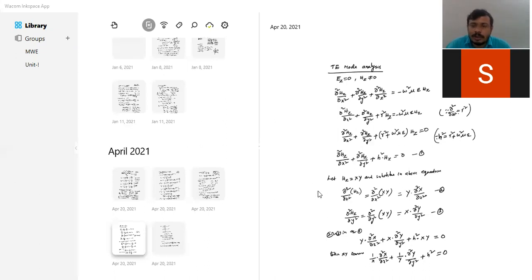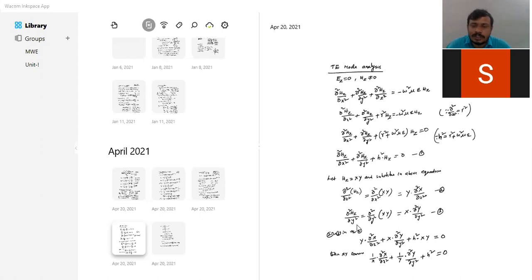Right? So then we have to solve this equation. So we can take Hz is equal to X into Y and substitute in the above equation. Hz is nothing but XY. So we are assuming X is only a function of small x, and capital Y is only a function of small y. So with respect to x, Y is constant. So Y into dou square X by dou x square.